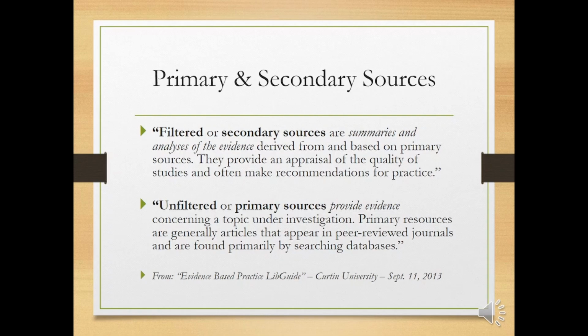So when you see words or phrases like review, systematic review, literature review, analysis, or meta-analysis in the description, title, or abstract of the article, that will be an indication that it is likely a secondary source. What we are going to be looking for specifically in a research article is going to be considered a primary source, or sometimes called unfiltered. Primary sources are generally found in peer-reviewed journals, which is the highest level of academic publication.